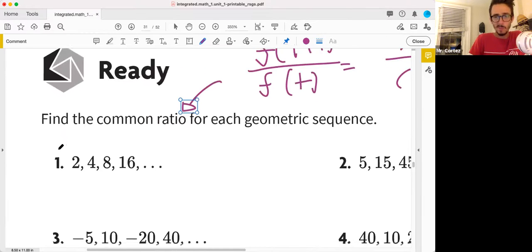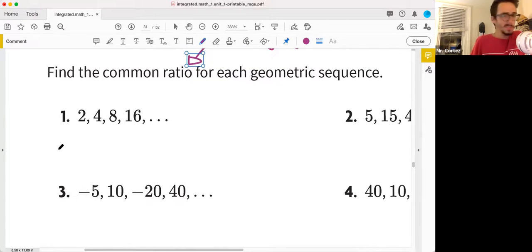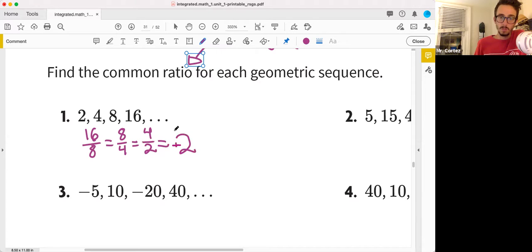Does it matter really which one's the current, which one's the previous? No, and I'll even show. So common ratio here could say 16/8. It could also be 8/4. It could also be what? What do you think? Could also be 4/2, which is really just 2. So what does this mean? It means that every time this moves forward, it's multiplying by 2.